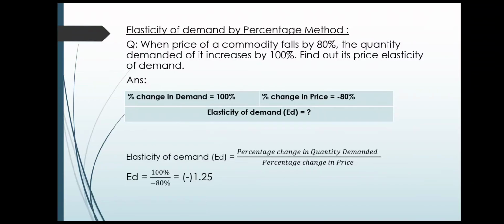Now over here we do not need to calculate percentage change in quantity demanded or percentage change in price. It is already given to us. We simply need to put it in the formula and we will get the answer. So elasticity of demand is equal to 100% divided by -80%, and you will get your answer as -1.25. Minus always denotes the inverse relationship between price and quantity demanded.